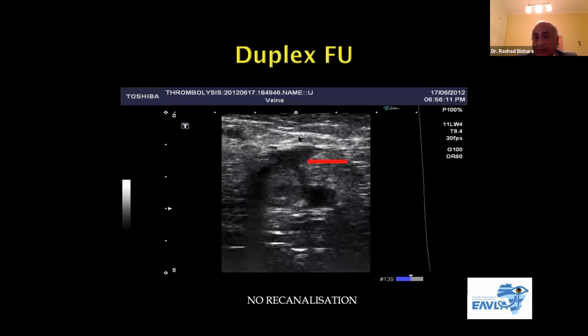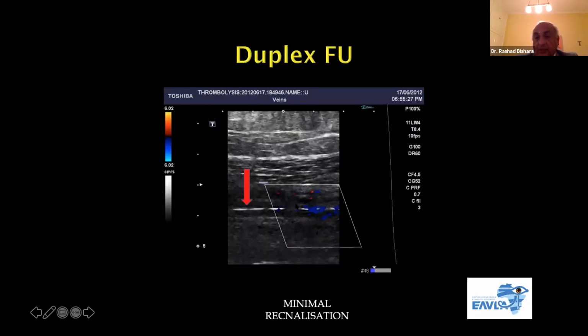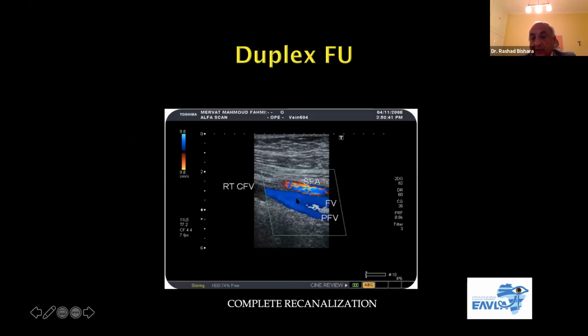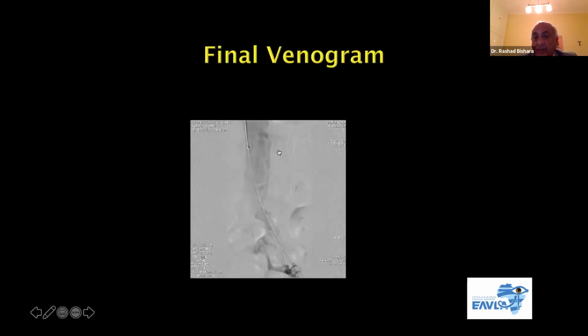And this is an example of duplex with total thrombosis of the common femoral vein. Again, thrombosis with the catheter and starting to lyse. It's again partial lysis, and that's complete lysis. And once we reach this point with good waveforms, we take the patient to the cath lab and we do a completion venogram to determine whether the patient will need an iliac stent or not.